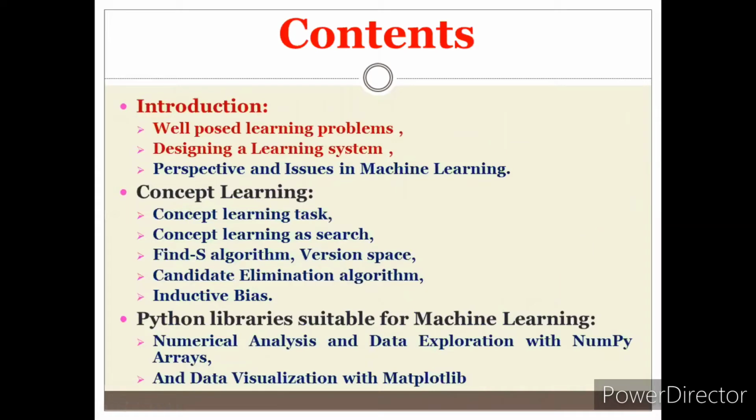First, let us see the content. Here we have the first topic, which is about introduction. Then we'll cover well-posed learning problem. The second is about designing a learning system. Third, we have perspective and issues in machine learning. Concept learning, in that we have concept learning task, concept learning as a search, Find-S algorithm, version space, and then we have candidate elimination algorithm, inductive bias, and finally Python libraries suitable for machine learning, numerical analysis and data exploration with NumPy array, and data visualization with matplotlib library.